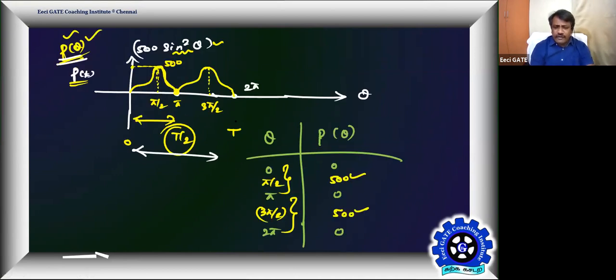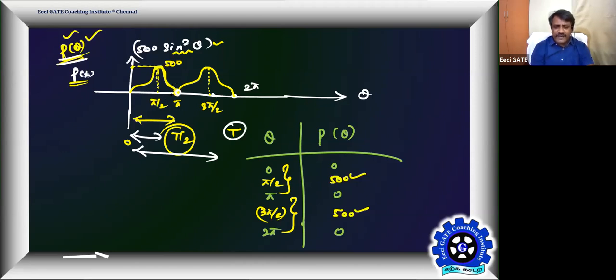But you need not go for 0 to T. You can stop the problem at T by 2 itself. You know the reason now, because of this graphical representation. All of you getting? Yes, because the profile of the power is the same.